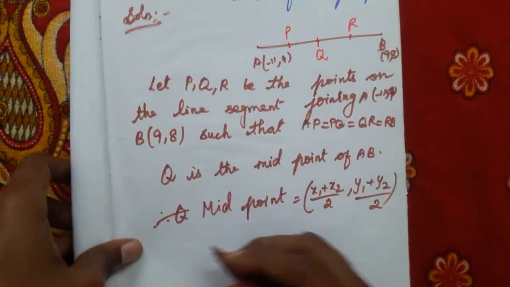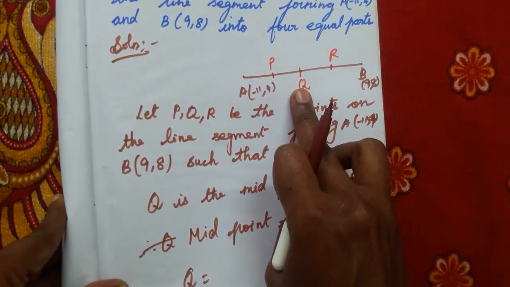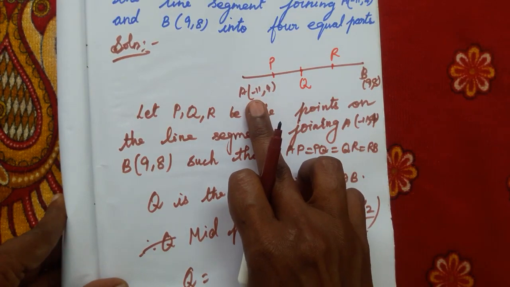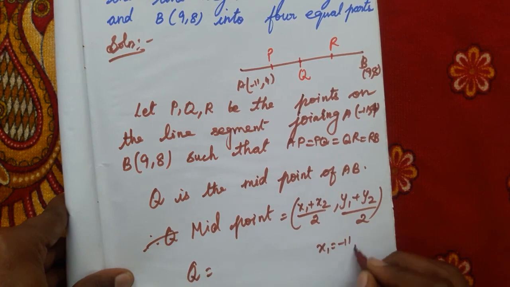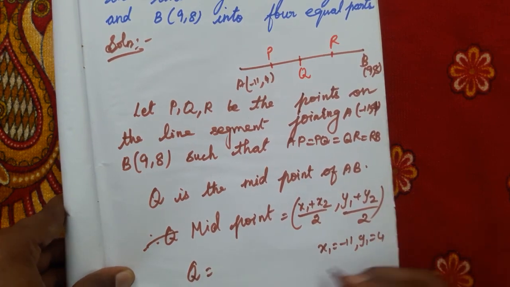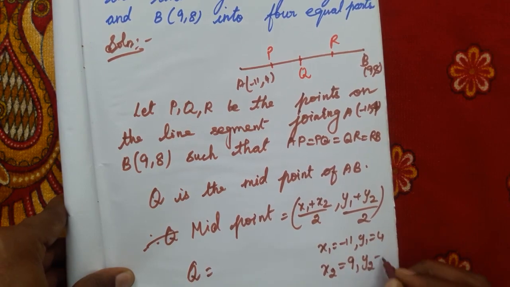Now, listen here. Q is the midpoint of AB. What will we get? X1 is equal to minus 11, Y1 is equal to 4, X2 is equal to 9, Y2 is equal to 8.